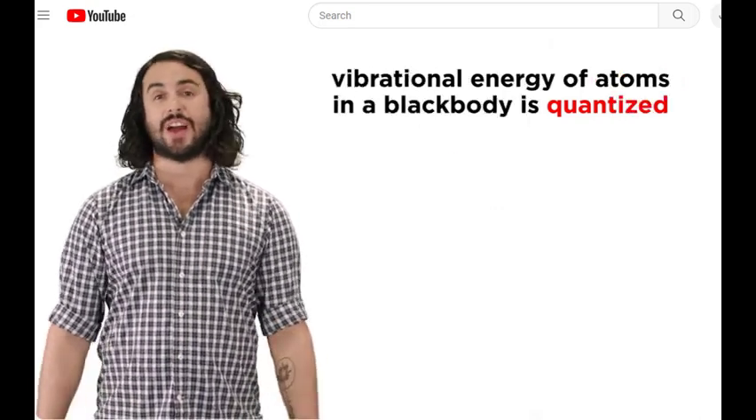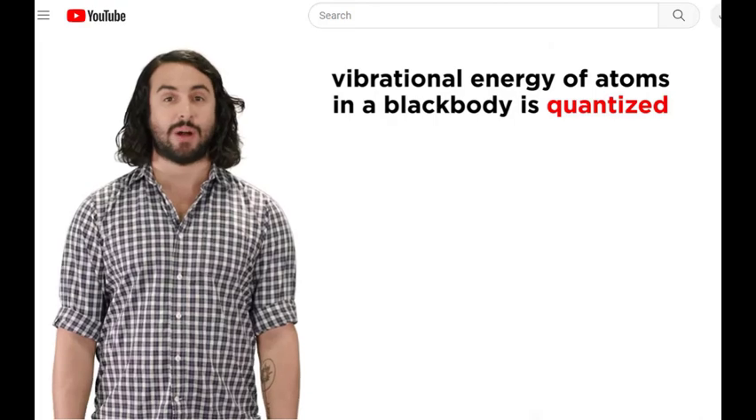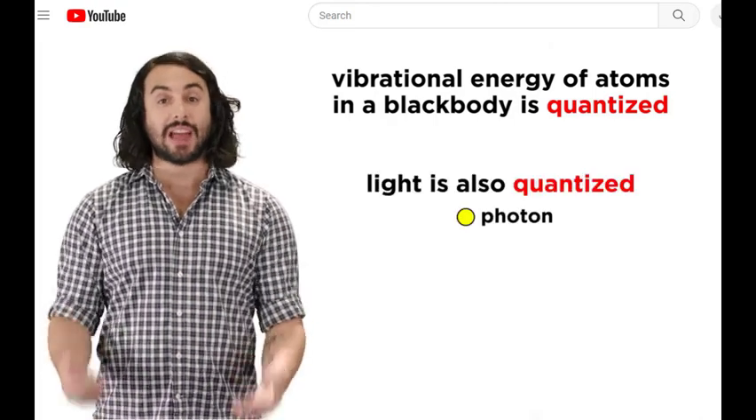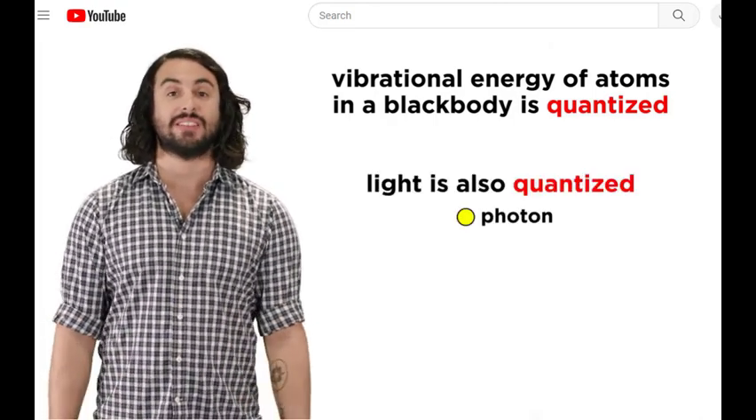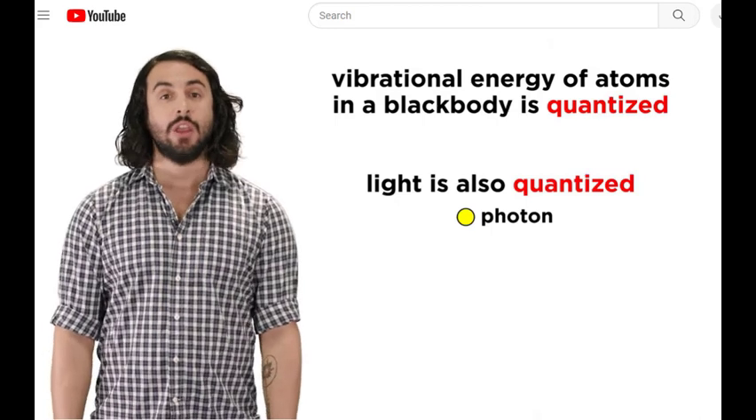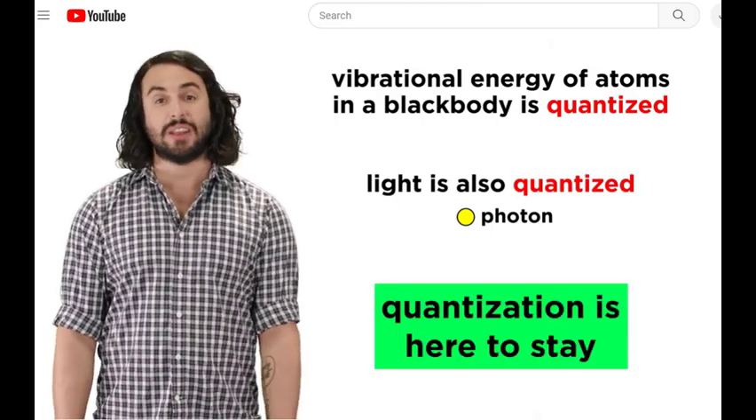First, it wasn't just the vibrational energy of the atoms in the black body that was quantized. Light is also quantized, since photons are quanta. So quantization seemed to be here to stay. Sometimes light seems to act as a wave, and sometimes light seems to act as a particle. An example of this would be the photoelectric effect, as described by Einstein.